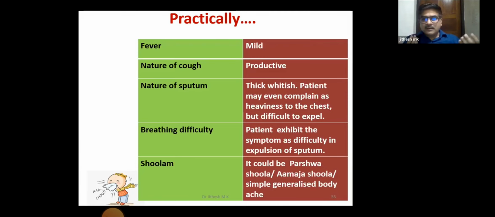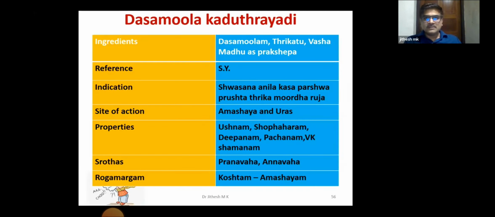In case of Shula, either it can be Parsha Shula, or Amaja Shula, or Kaphaja Shula, like that. So in such conditions, the best option is Vyagradi Kashaya. If a patient exhibits mild fever, productive cough, thick whitish sputum with difficulty to expel, or the expulsion of much thick white sputum, the best option is Vyagradi Kashaya. Now we will go to the Dasamula Kataryadi.